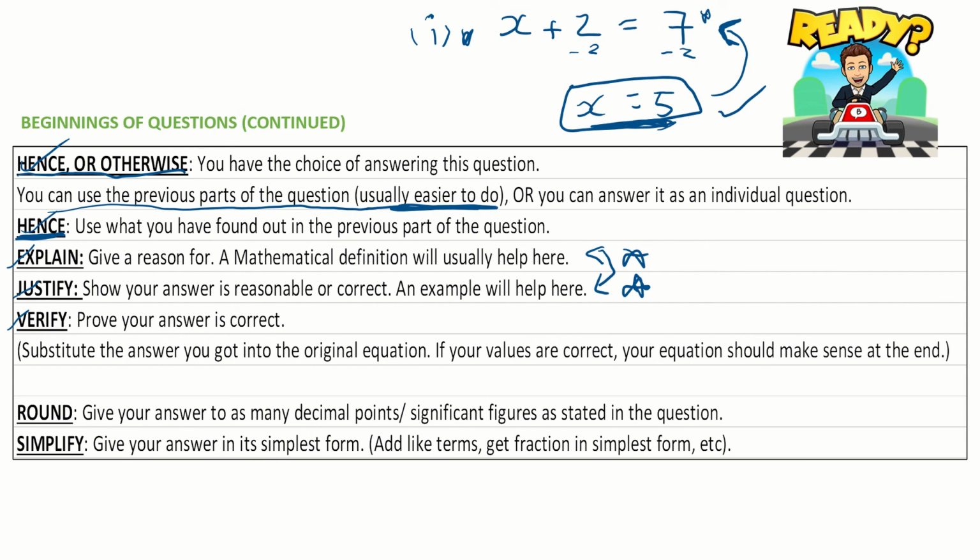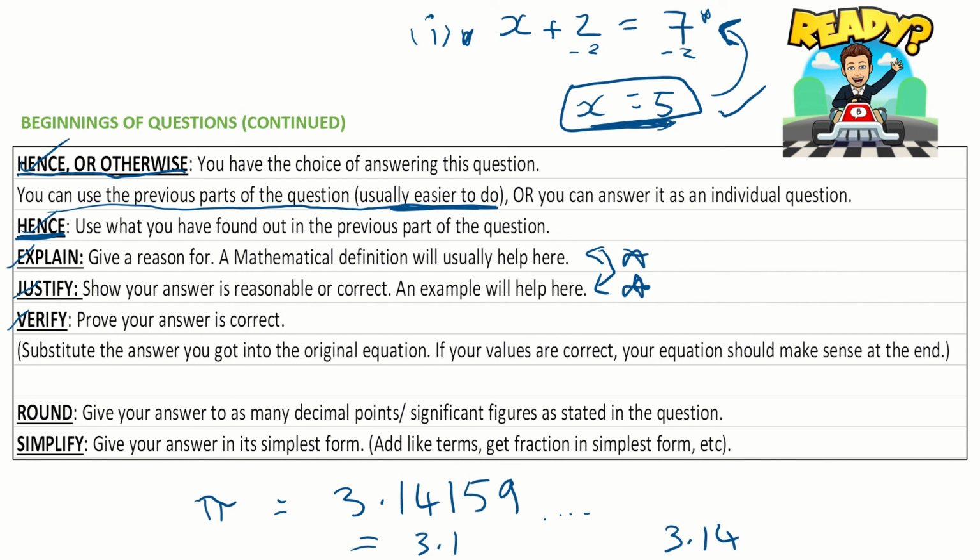The last two here, round and simplify, are sort of like the ends of your questions, like when you get your answer, how they want your answer to look. So if they ask you to round it, let's say your answer is pi, you know that pi is equal to 3.14159, and then there's a few more after that. If they ask you to round it to 1 decimal place, that would be 3.1. If they ask you to round it to 2 decimal places, it'd be 3.14, and so on.